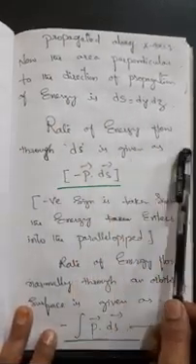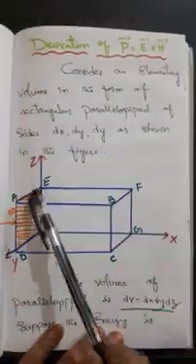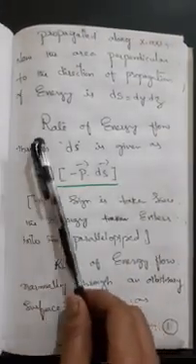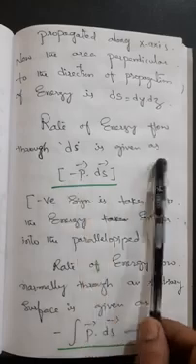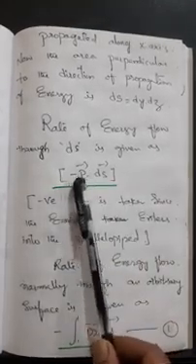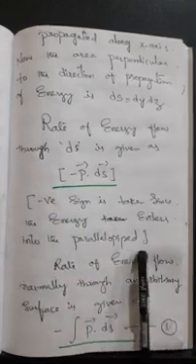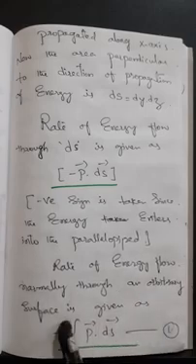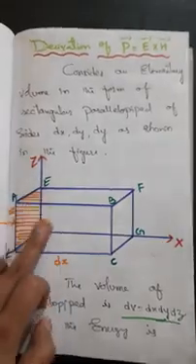Now the rate of energy flow through dS. For this small volume element, the rate of energy flow can be given as minus P dot dS. Here minus is taken because the energy enters into the parallelepiped. So the rate of energy flow normally through the arbitrary surface is given. This is the energy flow through the small area.